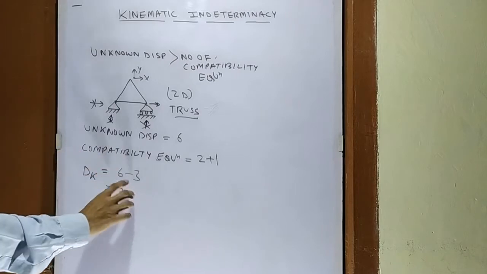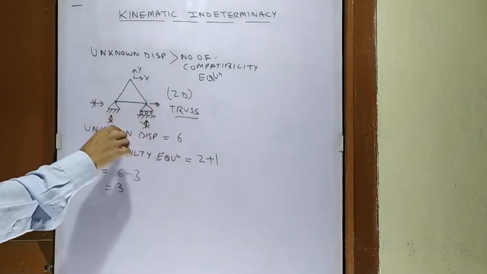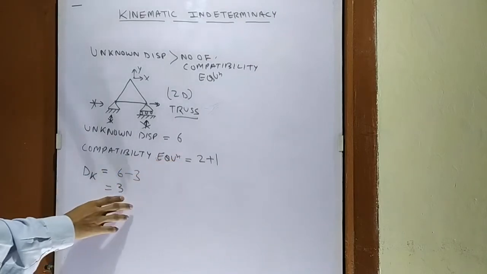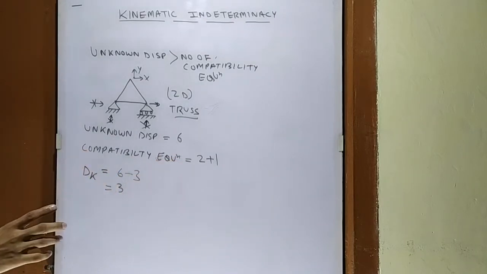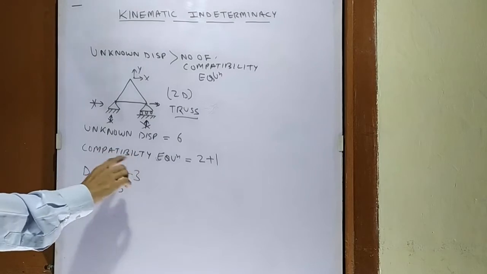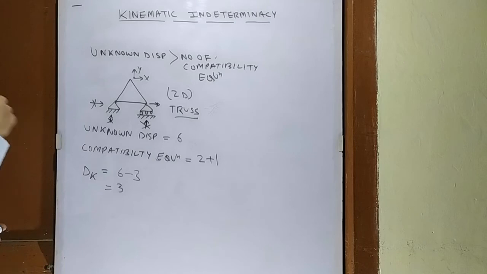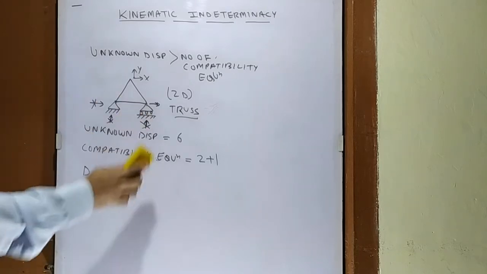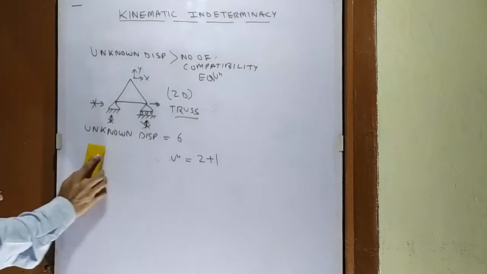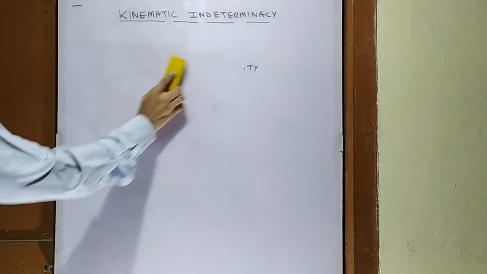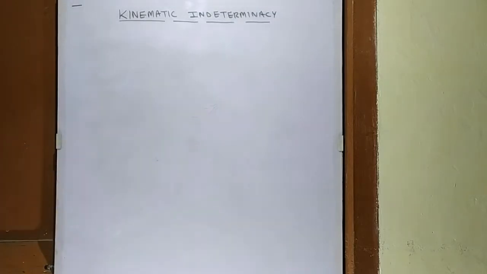Okay, so as we know that there are 6 unknown displacements in total for this structure, and we have only 3 compatibility equations available for that particular structure. What is important is that the number of compatibility equations is equal to the number of reactions provided by the supports in that structure. So after understanding this, we will discuss a very simple formula which can be applied for any type of structure for finding the degree of kinematic indeterminacy.